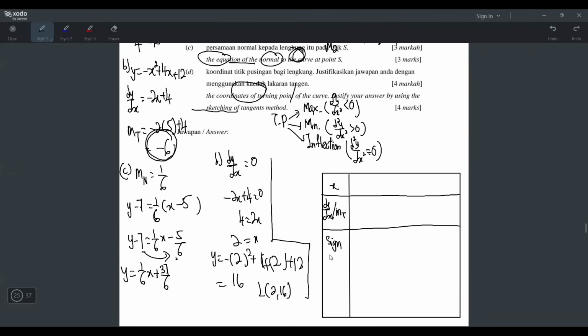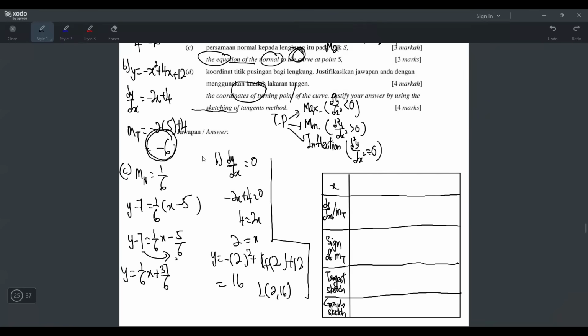Like whether it's positive or negative, the sign of gradient. I'll just write sign of gradient tangent. Okay, next one, you will write tangent sketching. Okay, so tangent sketch, right? And then the last column, you write graph sketching. Graph sketch. Okay, so this is the table.